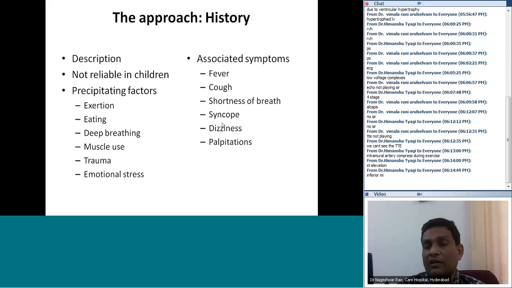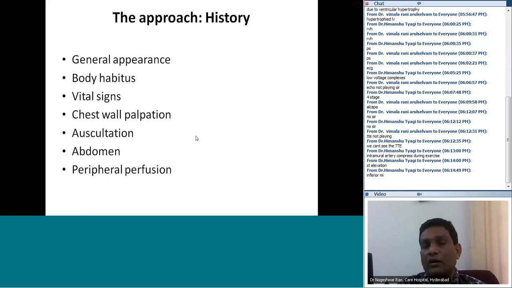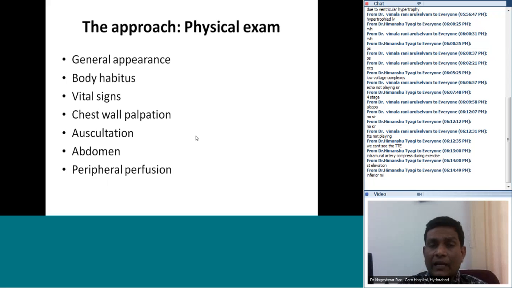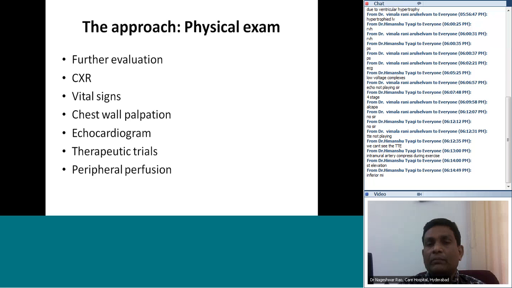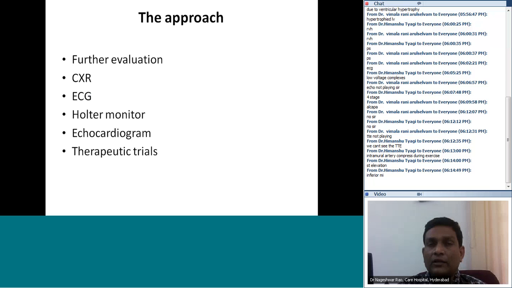On examination, general appearance, body habitus in case of Marfan syndrome or mitral valve prolapse, vital signs, and chest wall palpation, whether localized tenderness is there or not. Auscultation for S3 or any valvular diseases is very important. Further evaluation includes chest X-ray whenever there is a need, like when you want to see pericardial effusion; ECG to see myocarditis; and sometimes episodic arrhythmias may be picked up only during Holter monitoring.